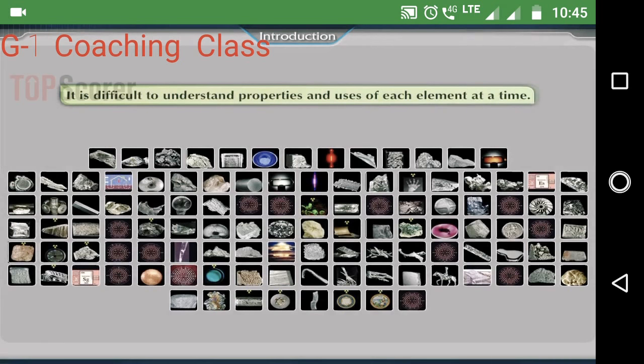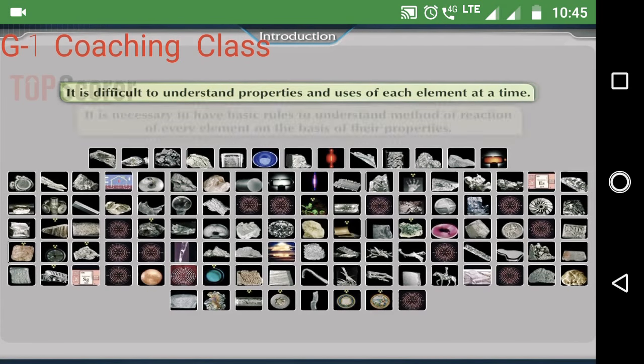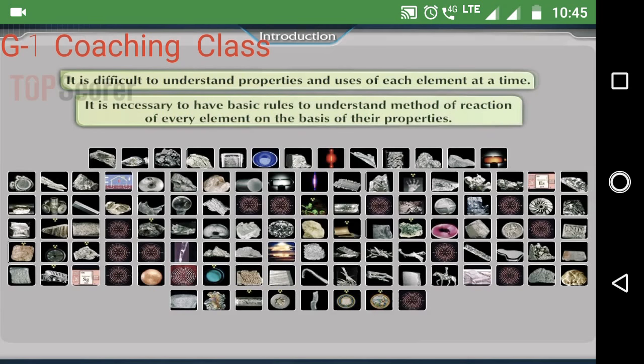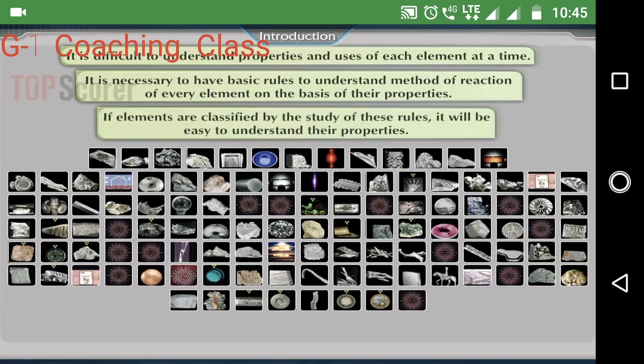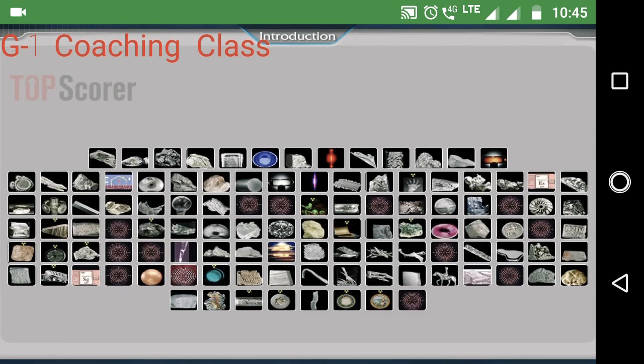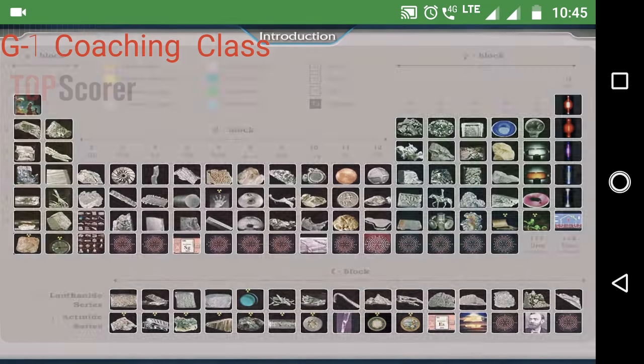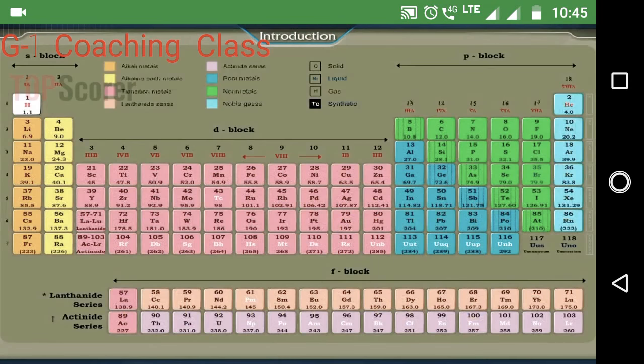It is difficult to understand the properties and uses of each element at a time. It is necessary to have basic rules to understand the method of reaction of every element on the basis of their properties. If elements are classified by the study of these rules, it will be easy to understand their properties. Thus, the study of properties and uses of elements becomes easy if all the elements found are arranged properly.